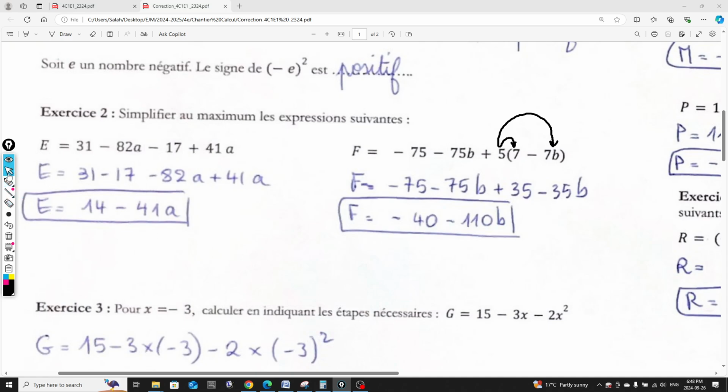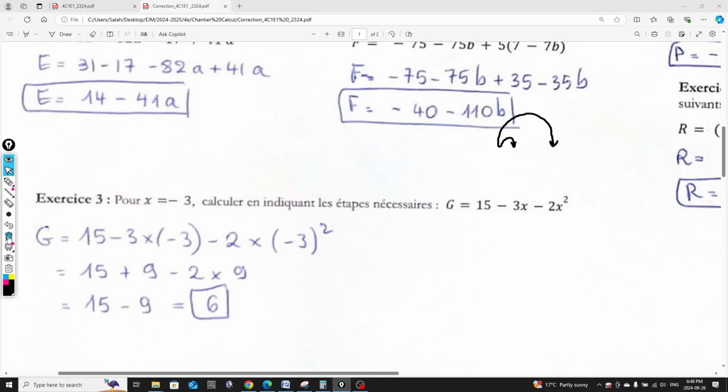Alrighty, moving down into example number 3. So, for example number 3 here, we're being told that x is equal to negative 3. Calculer en indiquant les étapes nécessaires, and then here you go. Okay, so you've got this guy right here, so that means that I'm going to take negative 3 and plug it in place of the x's here and here. So when I plug that in, here's what I get. Now, remember, you have to apply BEDMAS or BEMDAS, or however you learned it. According to that order of operations, the exponents are first. So I've got to do negative 3 to the power of 2, that gets me 9.